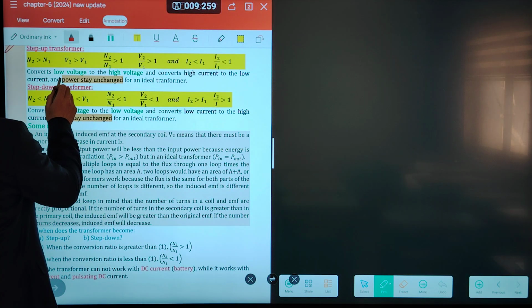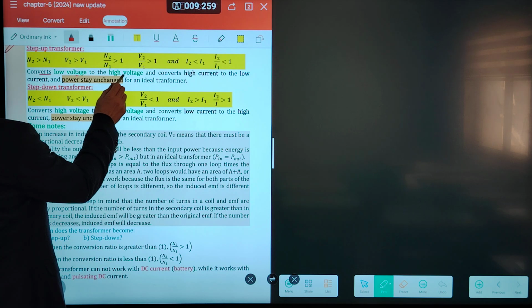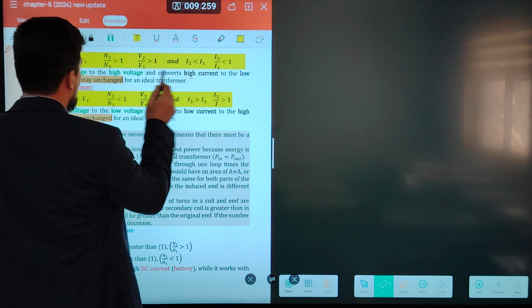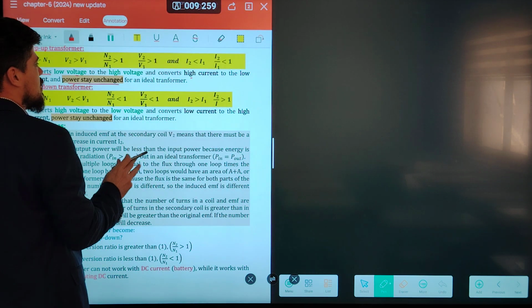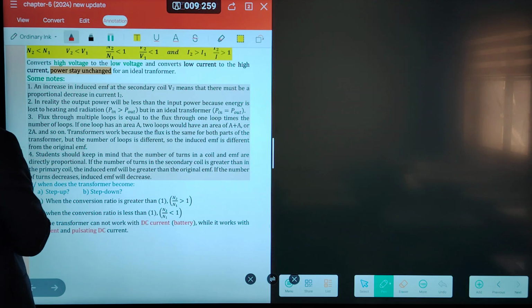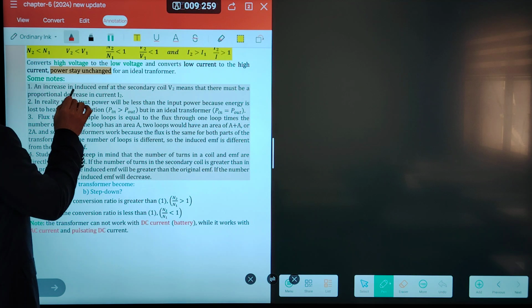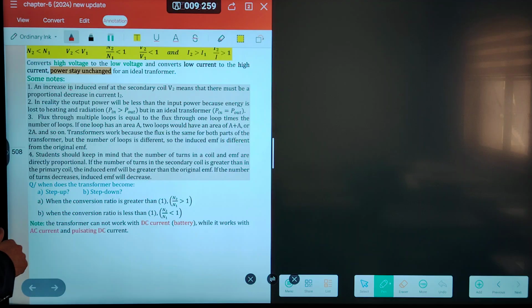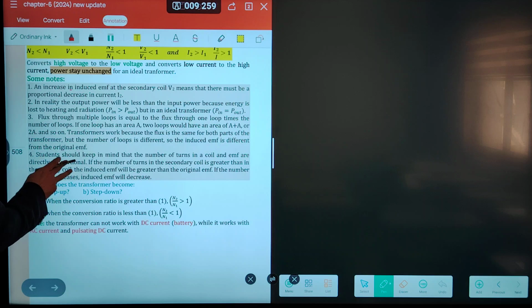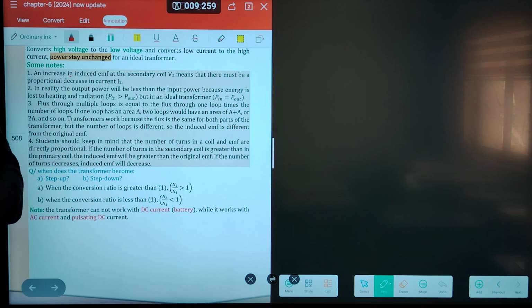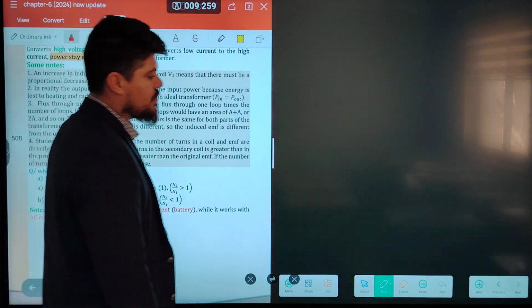A step-up transformer converts low voltage to high voltage, and high current to low current, but power stays unchanged. In an ideal transformer, in both cases, power doesn't change. An increase in induced EMF V2 in the secondary coil means that there must be a proportional decrease of the current because power is constant. In reality, the output power will be less than the input power.